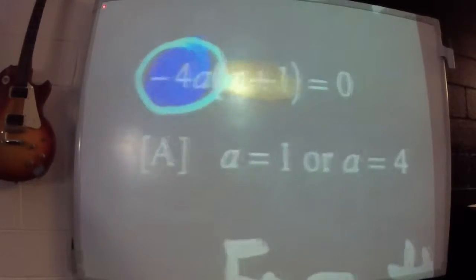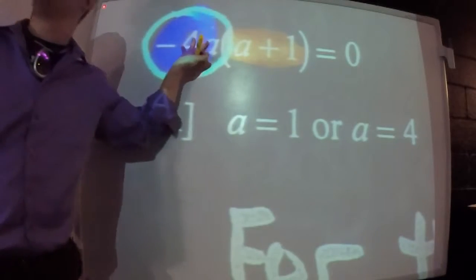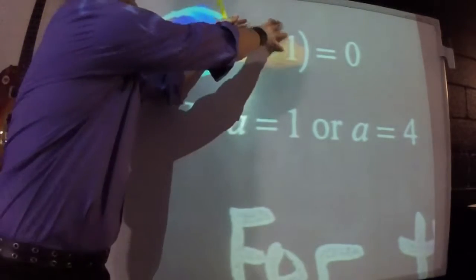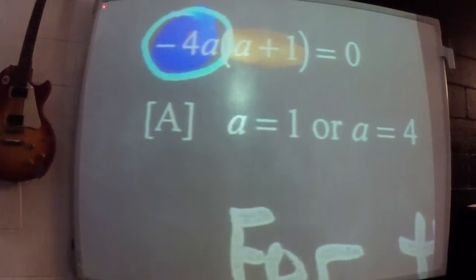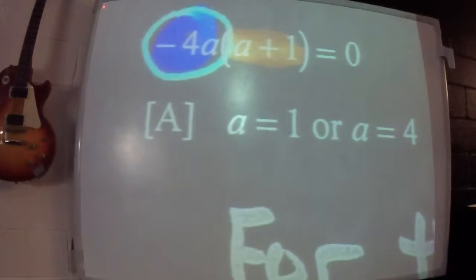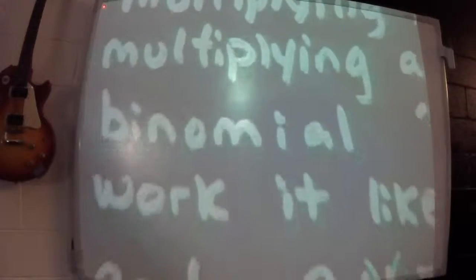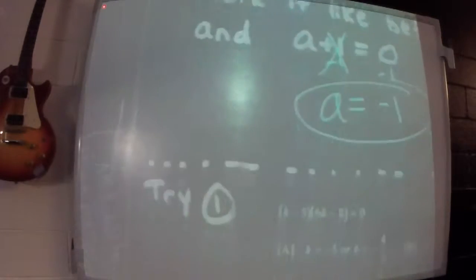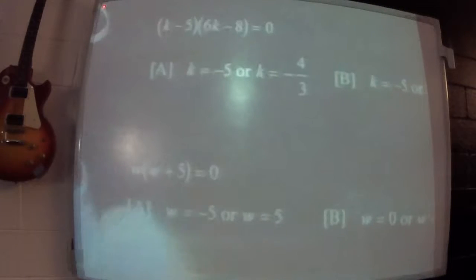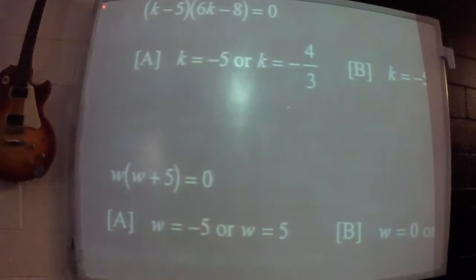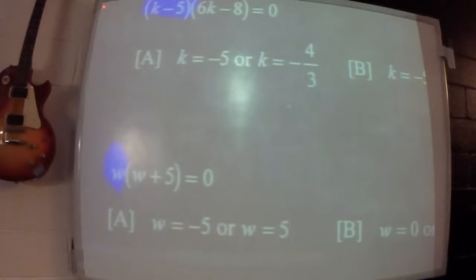And where they came from is, if you set this equal to 0, a is 0. If you set this equal to 0, a is -1. So that's it. You're either multiplying two binomials on this objective, or you're multiplying one monomial and a binomial. And the monomial won't be in parentheses. So these next two down below, I'm going to give you just a minute, and I want you to work out each of these. The first one is binomial times binomial, and the second one is monomial times binomial.